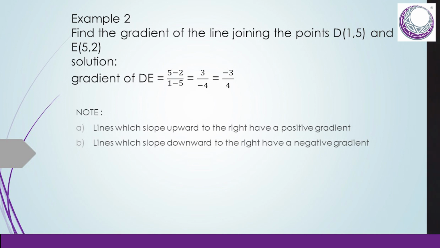Now we need to take note of these two points. The lines which slope upwards to the right are positive. In other words, a line of this nature has an inherently positive gradient, and a line of this nature has an inherently negative gradient. So lines which slope upwards to the right have a positive gradient, and lines which slope downwards to the right have a negative gradient. These two aspects will make you aware of the nature of your line. Now let's move on to the next one.